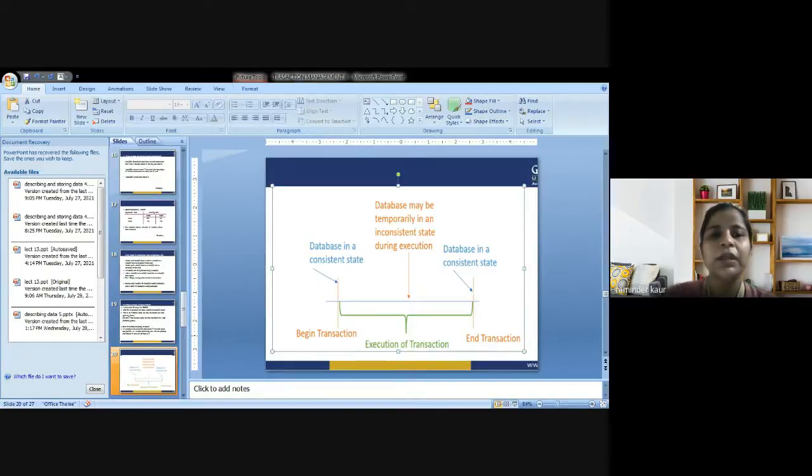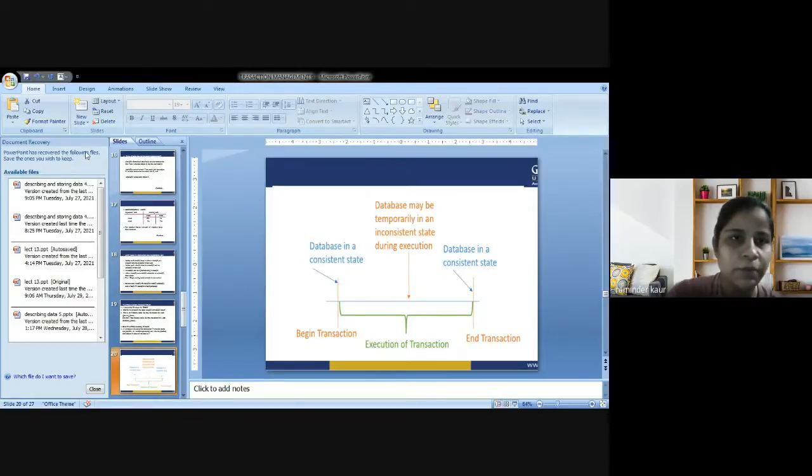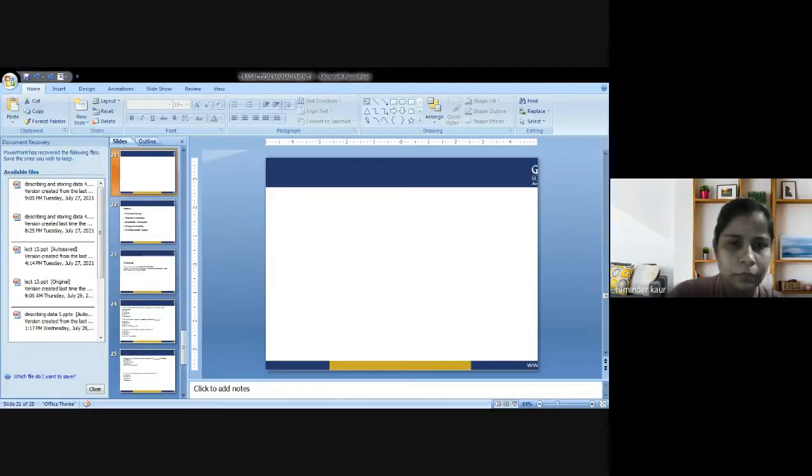So there are various states of the transaction. Just have a look at the same, because I wanted to show you that in the slide, but it was not possible for me. Look at the various states and the transactions associated with them.